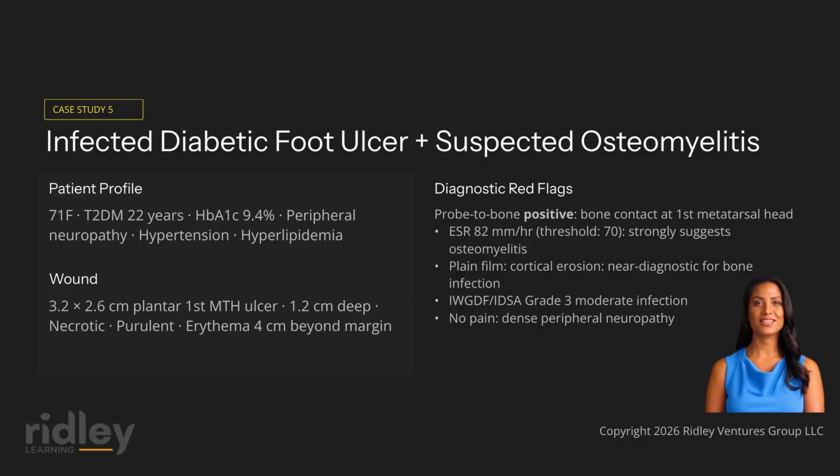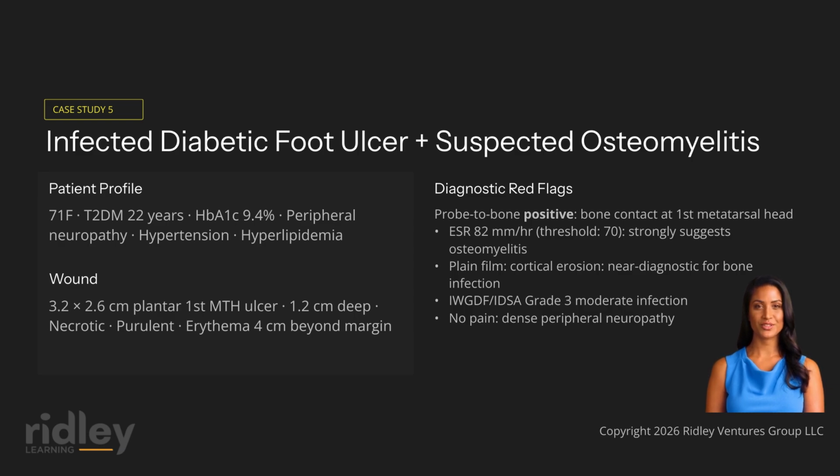Now let's discuss Case Study 5, Infected Diabetic Foot Ulcer with Suspected Osteomyelitis. A 71-year-old female with a 22-year history of type 2 diabetes mellitus and a hemoglobin A1C of 9.4%, peripheral neuropathy, hypertension, and hyperlipidemia, presents to the emergency department with a 4-day history of increasing erythema, warmth, and purulent drainage from a plantar first metatarsal head ulcer on the right foot.